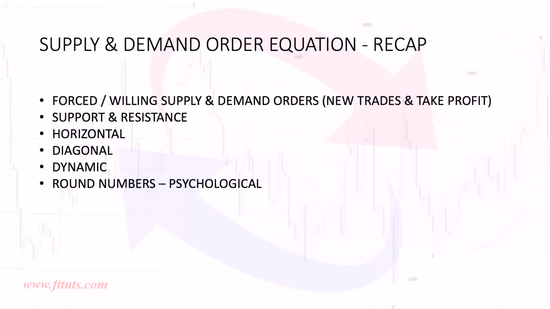So just to recap, what we were looking for is obviously forced supply and demand, or willing supply and demand at areas of support and resistance. And the categories of support and resistance are really horizontal, diagonal, and dynamic, and the round number is really just a bonus one that we look towards when it comes to looking at an area, and this is where we're looking to trade. So don't get this confused, right?